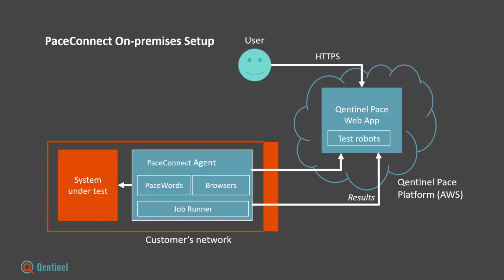Now often Pace robots are normally running in the cloud, but then there are use cases when test execution on the local workstation or a server is required. This could be because of the firewall policies or that the system under test is just not accessible through the cloud. So PaceConnect comes in the picture and it's a connection between Qentinel Pace and the local applications under test.